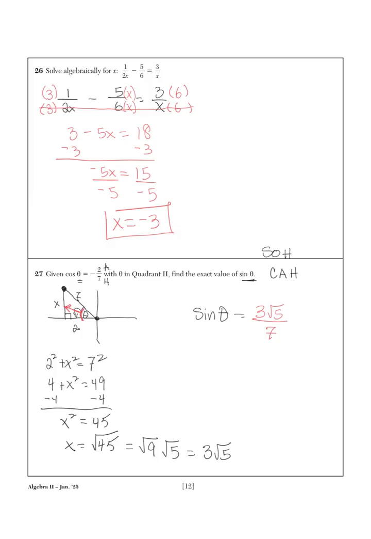Last thing, just remember that when we're dealing with the quadrants, we have to take into account all students take calculus. And I'm in the second quadrant right here, and sine is positive in the second quadrant. And they are asking for sine. So our answer here should be a positive 3 radical 5 over 7. Hypothetically, if this triangle was down here in the third quadrant, sine would be negative here, and we would just put a negative in front of that. But we are in the second, so it is positive, and that is our answer.